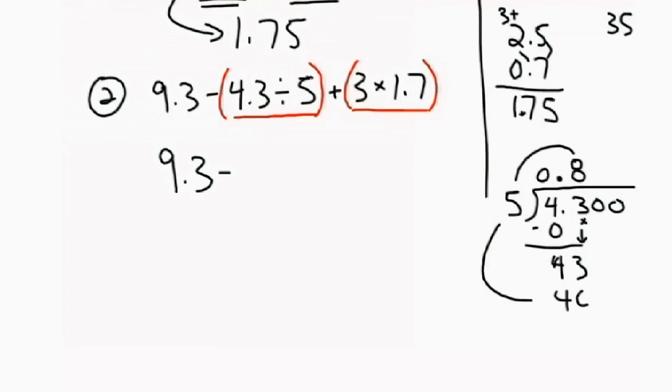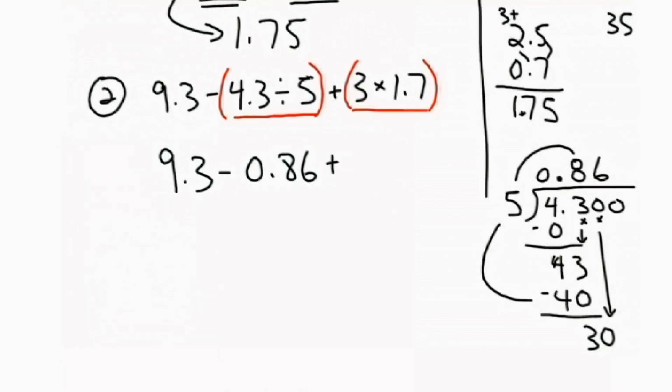40 gets written underneath, and we subtract. 43 minus 40 is 3. We bring down our next number. And how many times does 5 go into 30? 5 goes into 30 6 times. So this whole bracket here, 4.3 divided by 5, is equal to 0.86. And now I need 3 times 1.7.